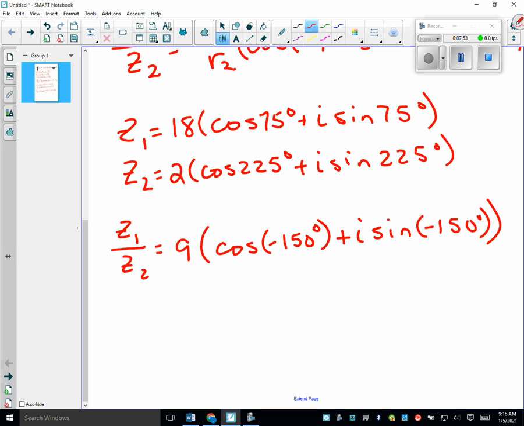Now, remember some things from first semester. Cosine of a negative angle does what? It goes positive. So I have 9 and then parentheses because it's times that whole thing. Isn't this just cosine of 150 degrees? Now what does the sine one do? Negative. So it becomes minus i sine of 150 degrees. Remember, cosine, it just drops. Sine, the negative comes out front.